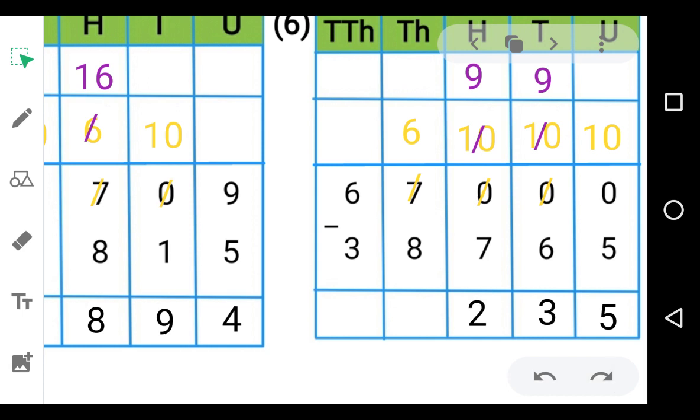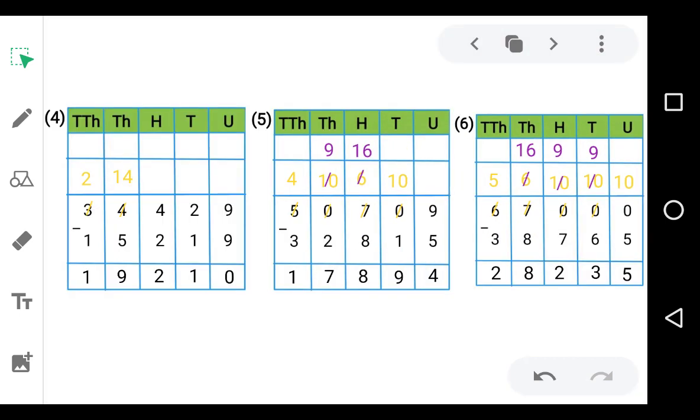Now see at the thousand place we cannot subtract 8 from 6, so borrow 1 from 10,000 place. At the 10,000 place 6 will be 5 and at the thousand place 6 will be 16. 16 minus 8, 8. At the 10,000 place 5 minus 3, 2. So here we get the answer 28,235. So see here we solved 6 sums.